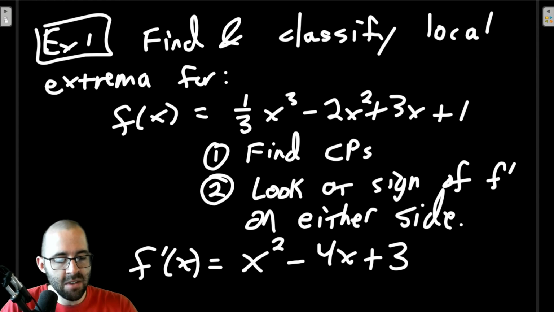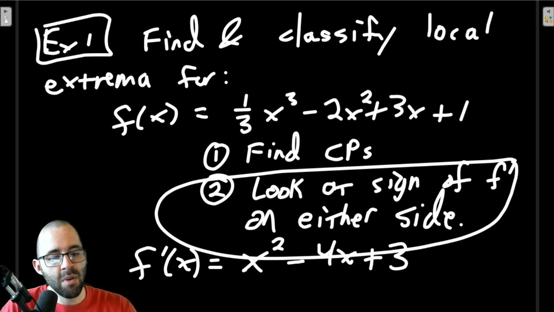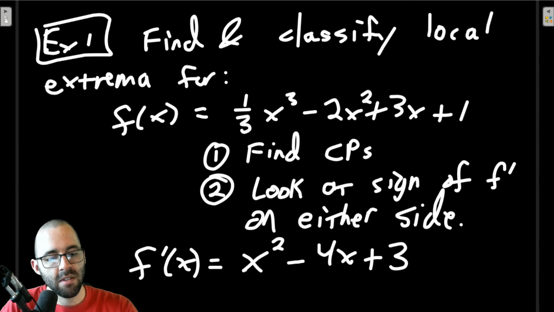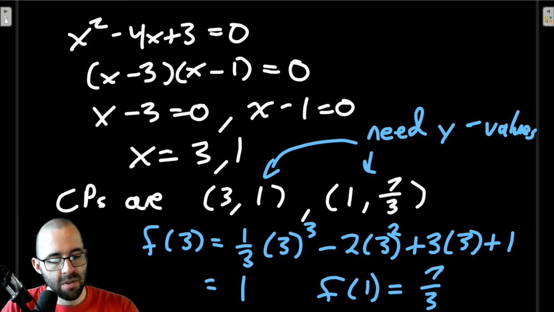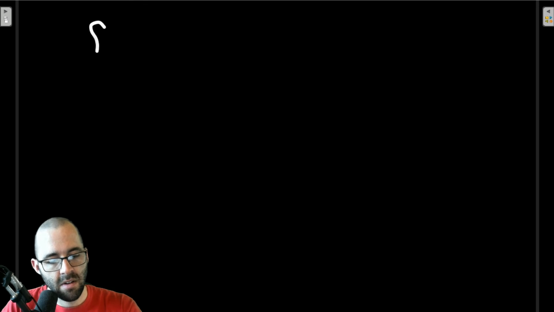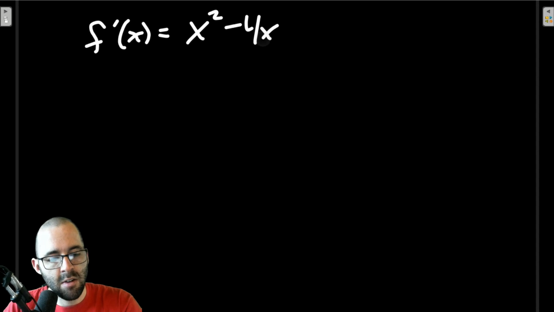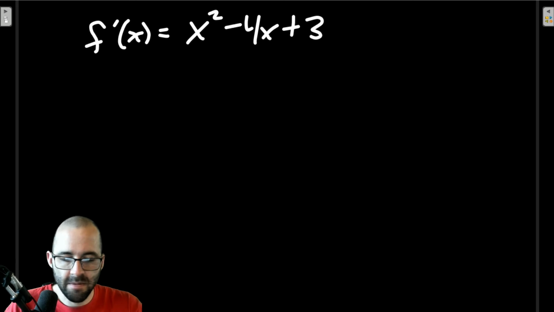Next, we have our critical points. We need to look at the sign of the derivative on either side of these points. So this is what we're going to do. We're going to plug in these x-coordinates and see what happens on either side. Okay, so our derivative, remember, f prime of x, we said, was x squared minus 4x plus 3, I believe.